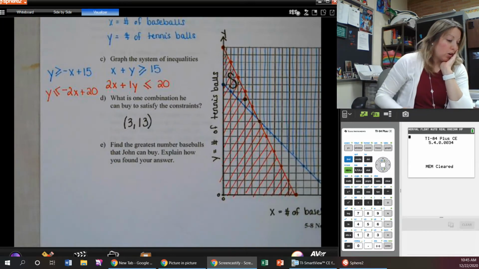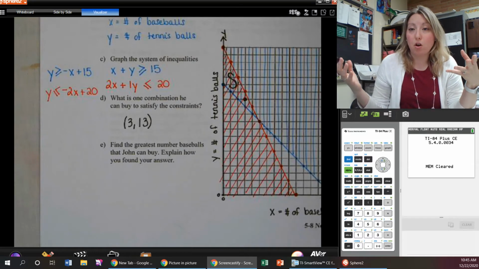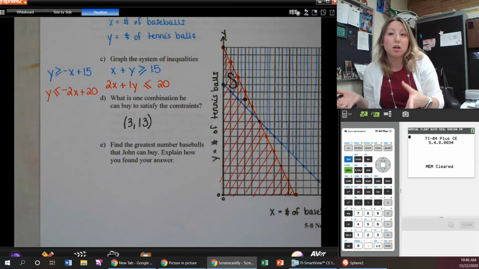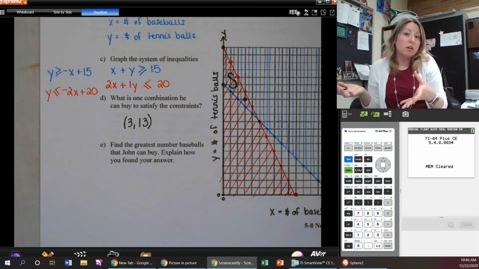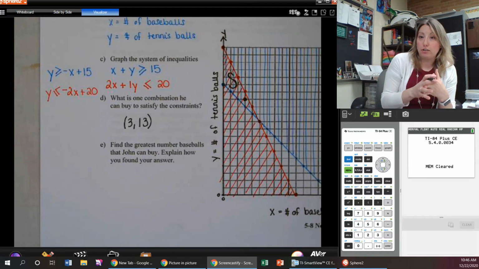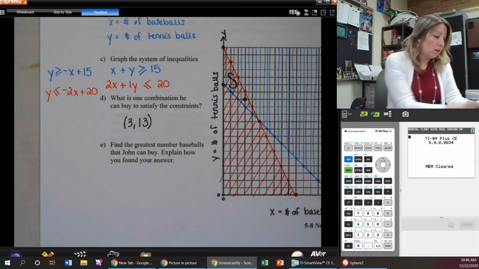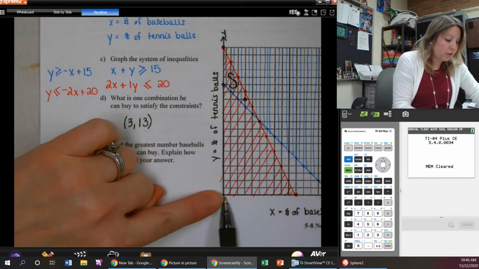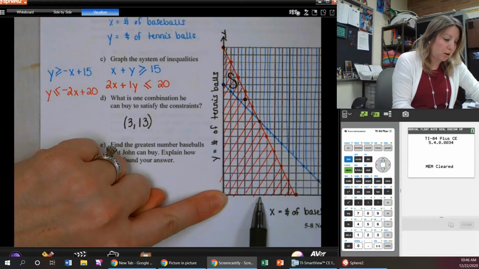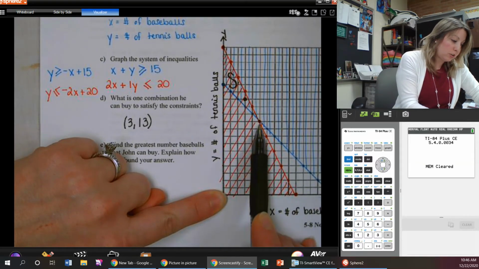Now, what we do want to look at are some maxes. Okay. What's the maximum number of baseballs that John can buy? And here's how I know what that value is. I did say we could be on the lines, right? So I'm looking this way to increase number of baseballs. And what's the furthest I get to? Well, the furthest I get to is here.